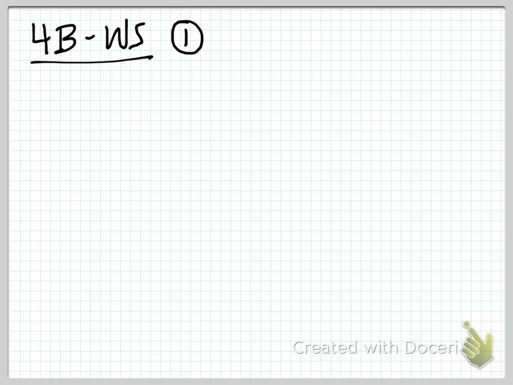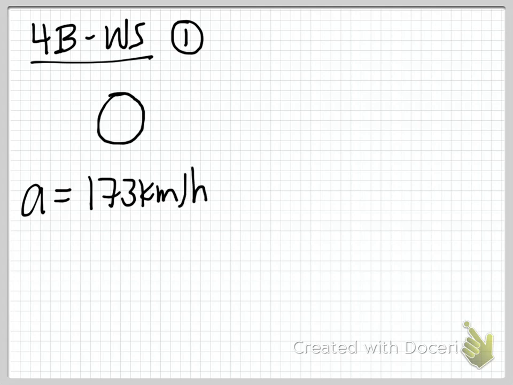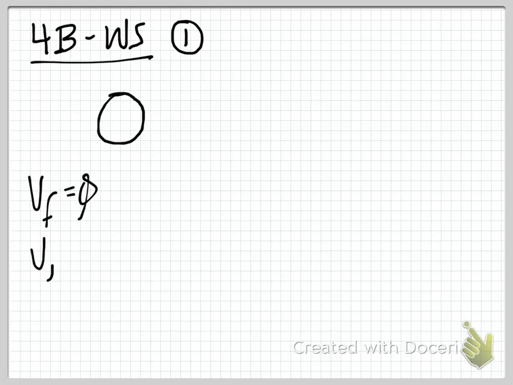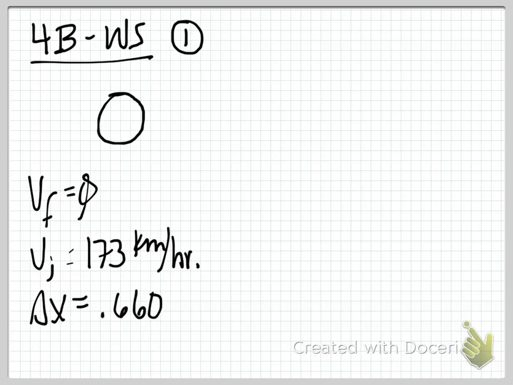Okay, so let's draw Mr. Pearlie. There he is. And we don't have to do a free body here. So acceleration is negative. 173 kilometers per hour. VF equals zero. VI equals 173 kilometers per hour. Of course, we'll have to do what? Convert! Delta X is 0.660 meters. We don't have a time. We don't really need it.